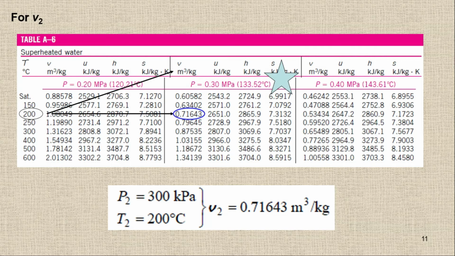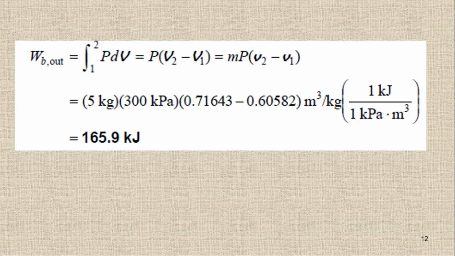Now we have V1, we have V2, we have the pressure value, and the mass value is given. So boundary work I can easily find by using this formula: m P (V2 minus V1). Mass is given, which is 5. The pressure is given, which is 300 kilopascal. We have V2 and V1. Again, this is kilo, so at the end you will get a kilojoule answer. When you solve this, you get 165.9 kilojoule of boundary work. You can see the boundary work has a positive value, so it means this is an expansion process.